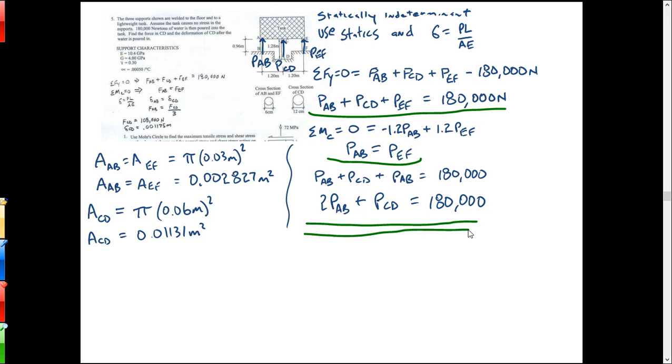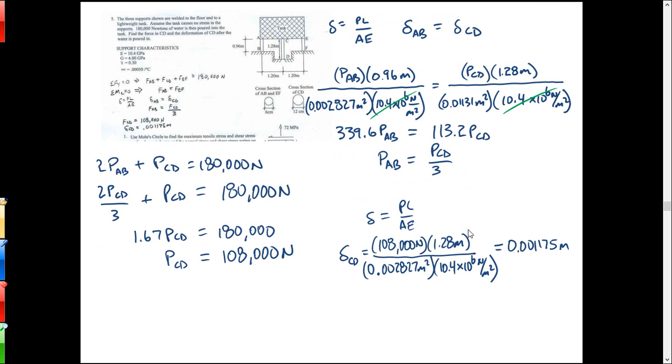So the deal with strength of materials is you're using delta is PL over AE, and you're equating the deltas together. Now this one's pretty straightforward. What you've got is just a straight load pushing down on all three posts. So the delta for all of those posts are going to be the same. So you set the deltas equal. So delta AB is delta CD.